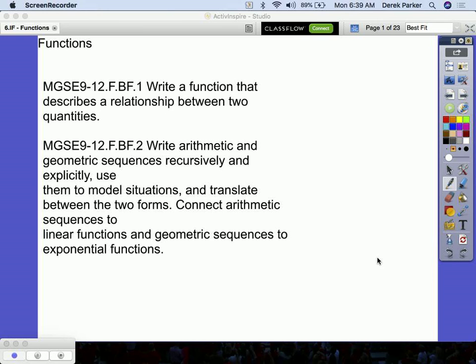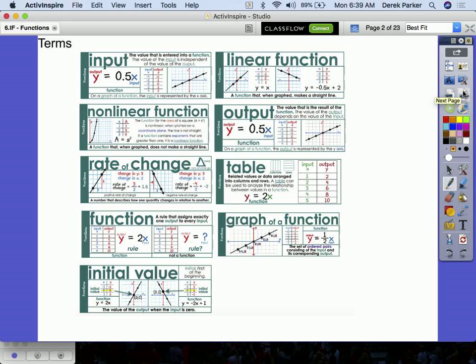In today's lesson, we're going to learn about functions. The main standard that I want you to focus on is: write a function that describes a relationship between two quantities. Now, in the 8th grade standards, we spent a little bit of time on functions. Now we're going to really dive in deeper on what a function is and how to use them in Algebra 1.